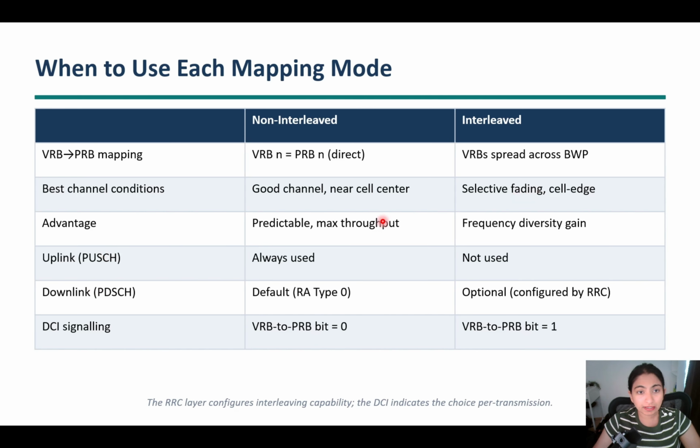For the uplink, non-interleaved mapping is always used. For uplink, interleaved mapping is never used. For the downlink, the network configures the interleaving capability via RRC, and then on a per transmission basis there is a DCI which carries a single bit, the VRB to PRB indicator, to tell the UE which mapping mode has to be used. Thus this per transmission flexibility is a key component of VRB abstraction.